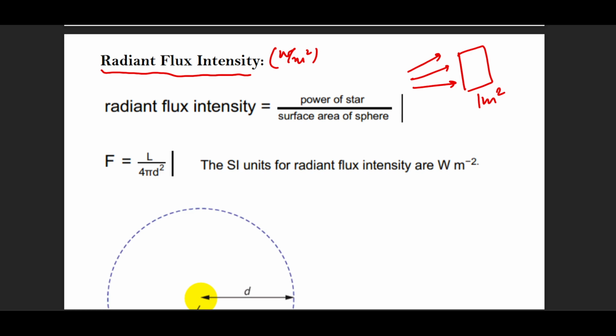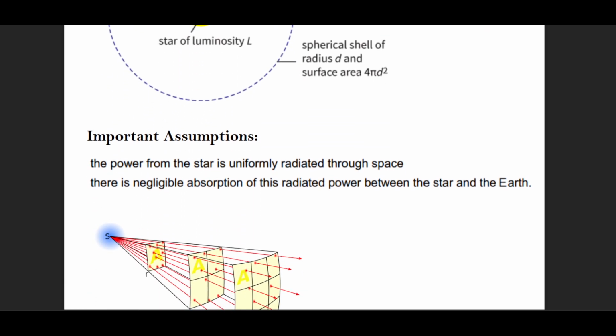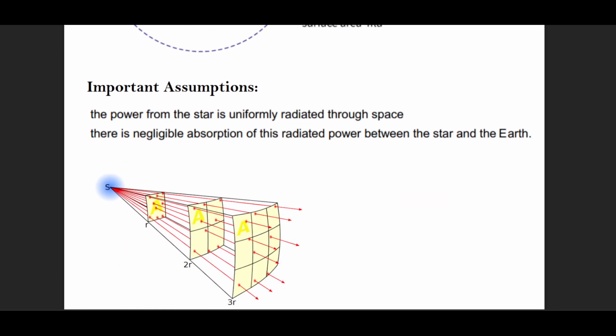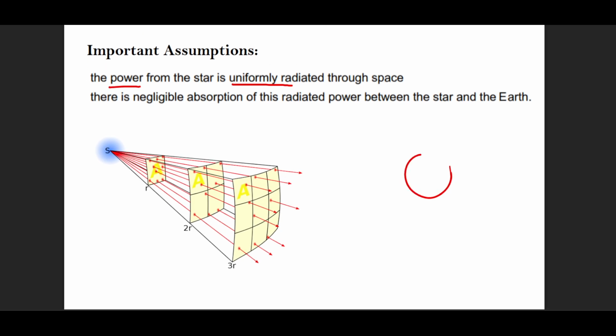But if we want to use this concept, there are some assumptions that we need to understand before we move on towards the formula. The assumption is that the power of the star is uniformly radiated, or uniformly distributed, throughout the surface area of the star. It's not going to be the case that, for example, if this is a star, a certain part of the star is more active or radiating more energy than the rest of the star, which is radiating lesser energy as compared to this section. So we're going to assume that the whole star is emitting constant or uniform radiation throughout space.